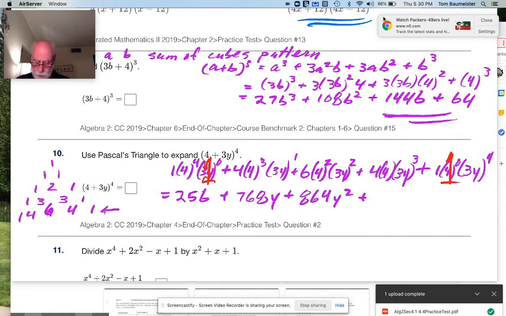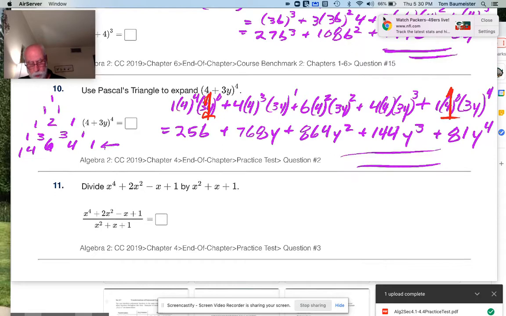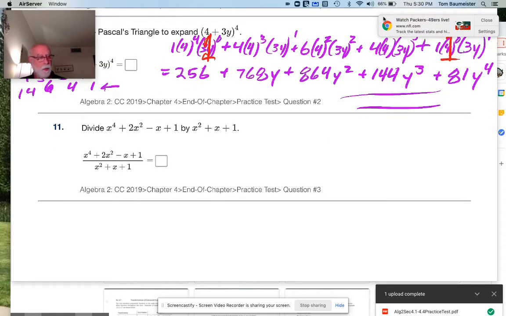Plus 3 times 3 times 3 plus 4 times 4, which is 16, which will give us 144, and that will be y cubed. And 3 times 3 is 9 times 3 times 3 is 9, so 3 to the 4th is 81. And that will be y to the 4th power. And that is what you will put in for your answer.